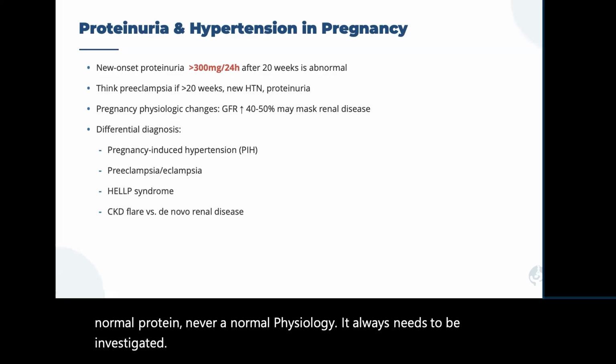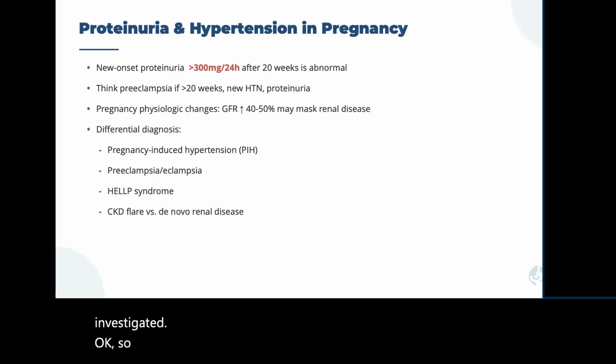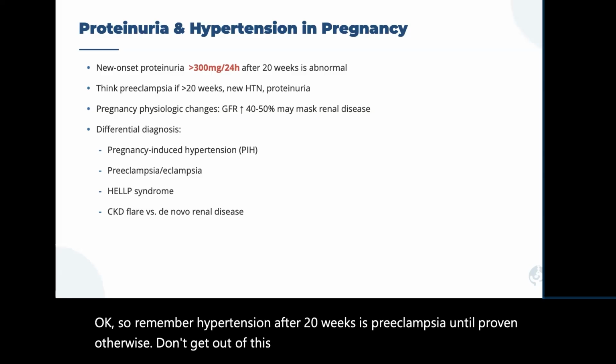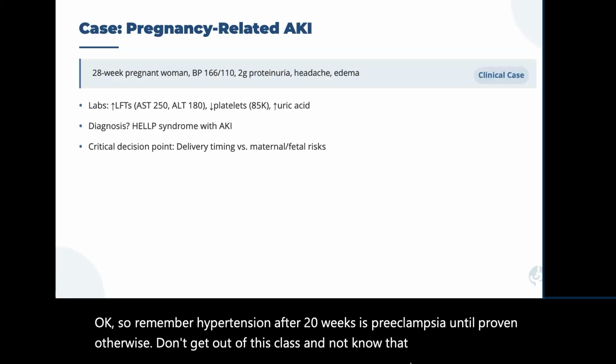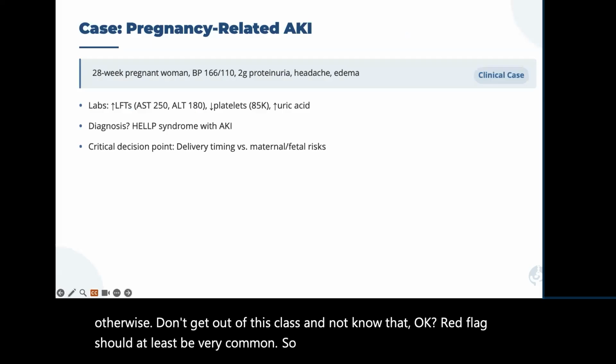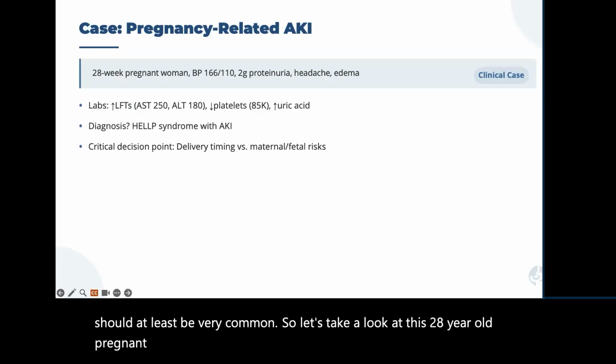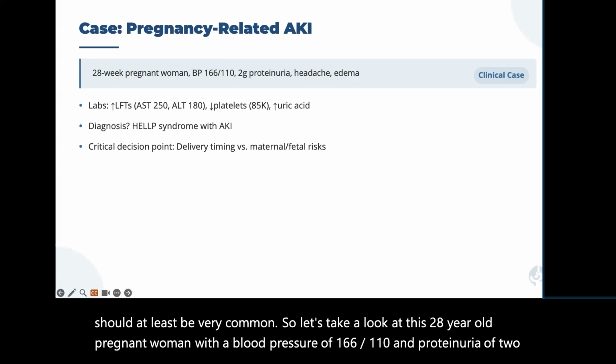Okay. So remember, hypertension after 20 weeks is preeclampsia until proven otherwise. Don't get out of this class and not know that, okay? Red flag should at least be very common. So let's take a look at this 28-year-old pregnant woman with a blood pressure of 166 over 110 and proteinuria of 2 grams, headache and edema.